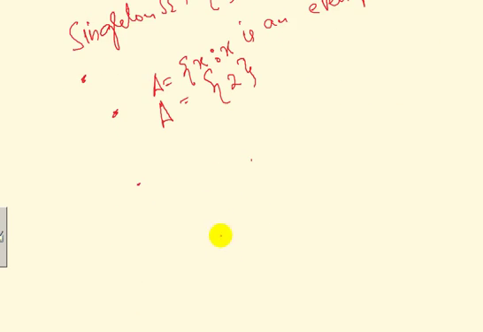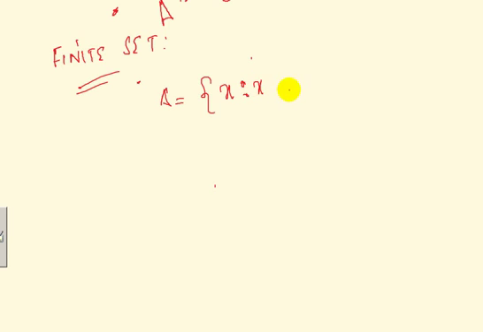Okay. Then which set? Finite set. Okay, beautiful. Finite set means something which doesn't have an ellipsis. It's finite. Like I'm saying, A is equal to x such that x belongs to N, x is less than 5. This is my set builder form. X such that x belongs to N.